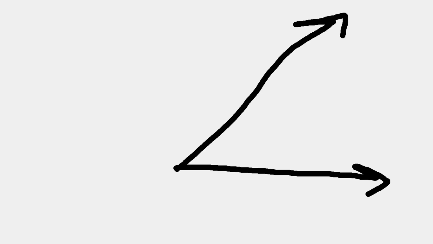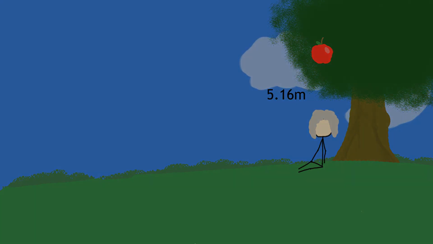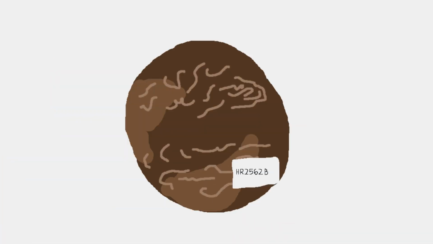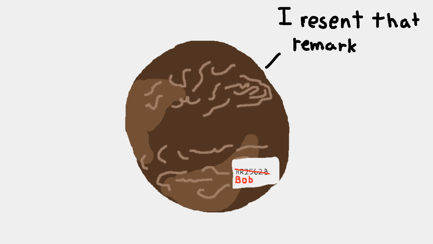There is one other angle we can take here, though. No, not dropping a bushel of apples on Newton. One apple, a normal height. I think you know where I'm going with this. HR2562b, an exoplanet with such an unwieldy name that I'll be referring to it as Bob from now on, is the densest exoplanet currently known.